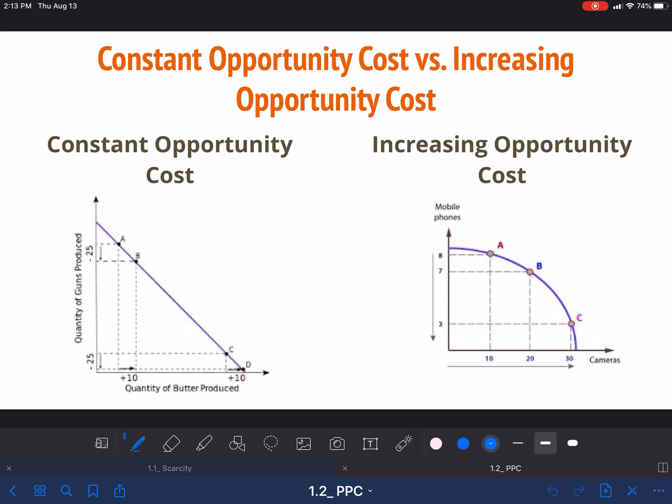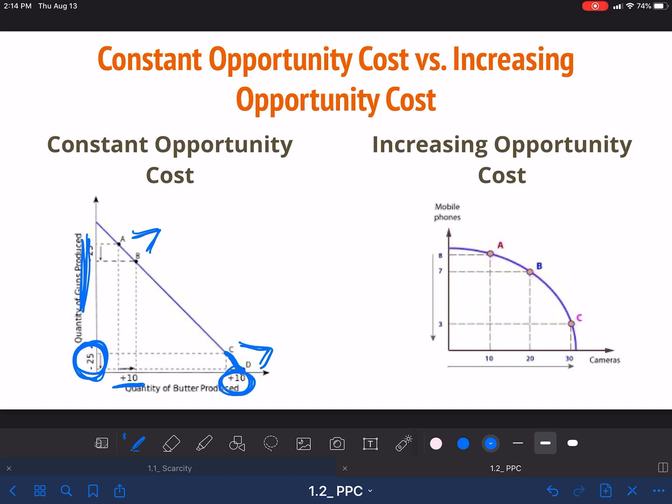So if we look at transitioning from points A to B, we are going to lose 25 guns here. And if we move from A to B, we're going to add 10 butters. Now, same thing, let's look at point C to D. If we go from C to D, we're losing 25 guns, but we're adding 10 butters. See how it was a constant cost? As we move from A to B, we lost 25 guns. As we move from C to D, we lost 25 guns.